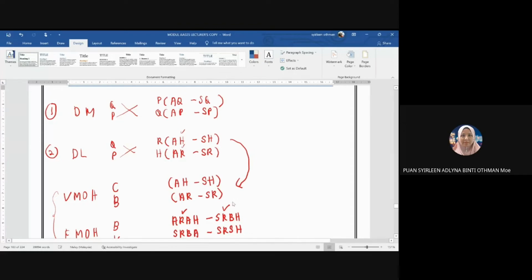Sama juga dengan variable manufacturing overhead. Okay, dia akan cross kan. So yang luar ni ada R, dia ambil yang bawah ni. Yang dekat sebelah ni dia ada H. Okay, madam, macam mana nak tahu dia standard ke dia actual? Yang ni saya guna nama saya, Sherlyn Adlina.